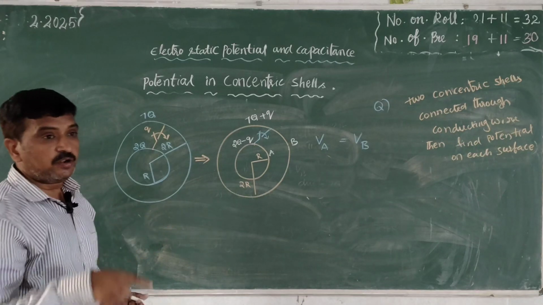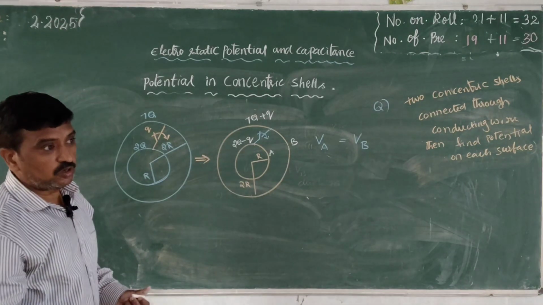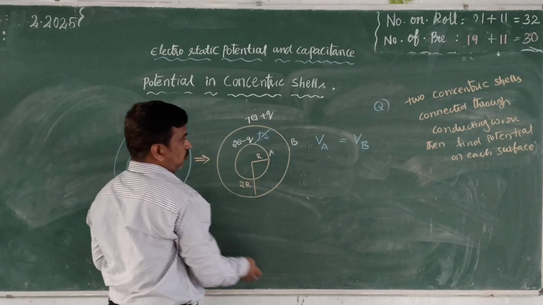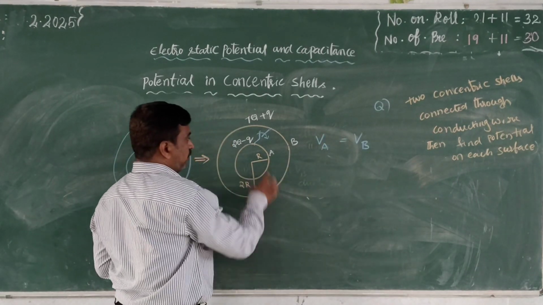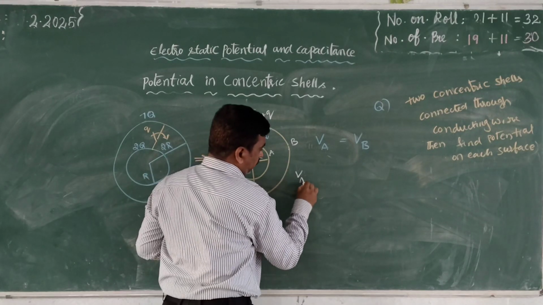After finding the q value, we can find out what is the charge on each cell. For that, what we can do now is write the potential on A. Potential on A means due to this one and due to this one.